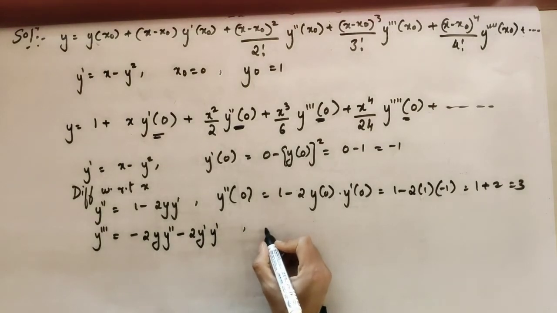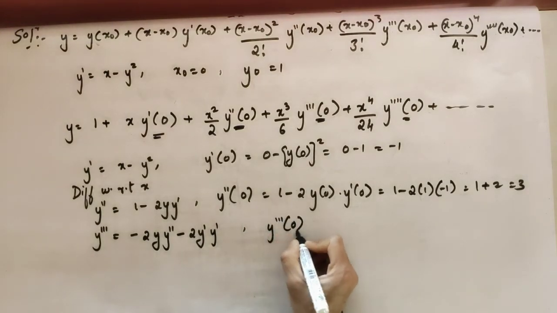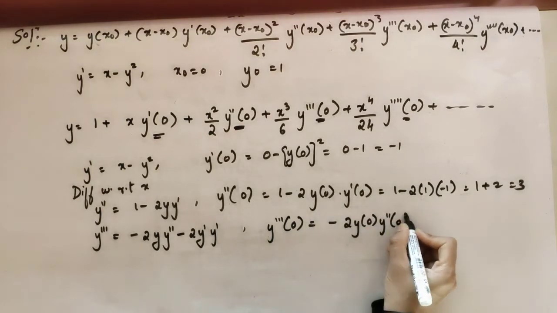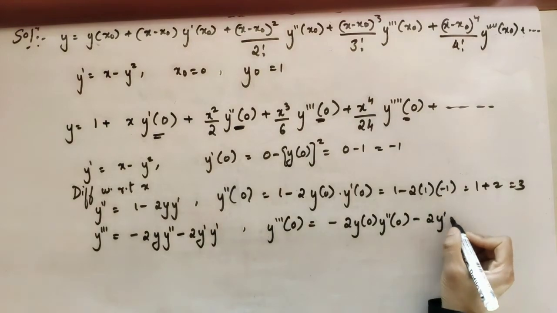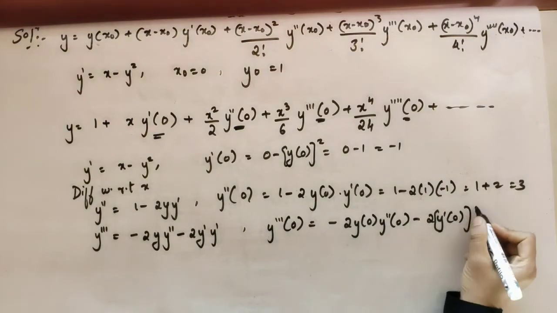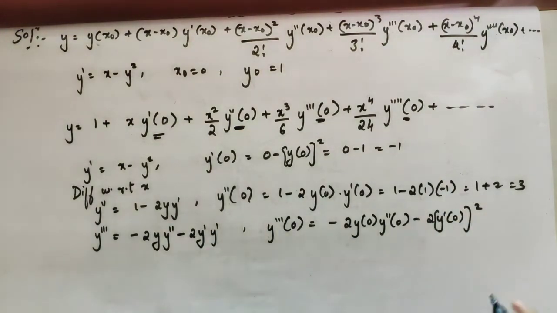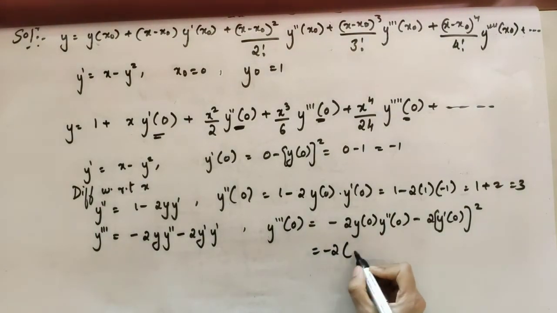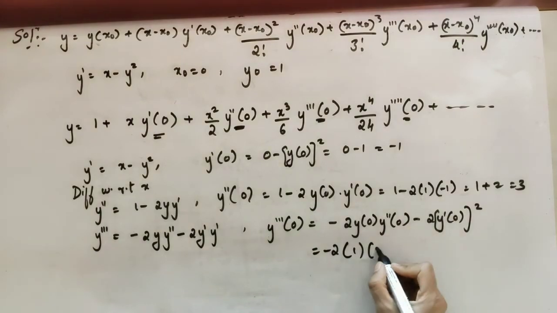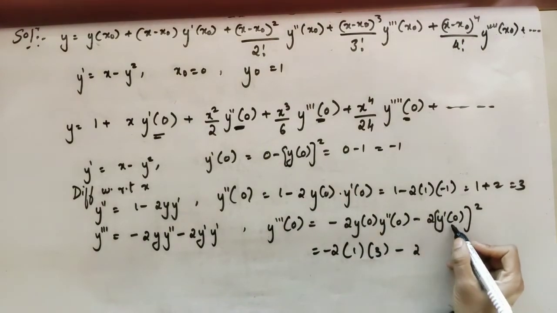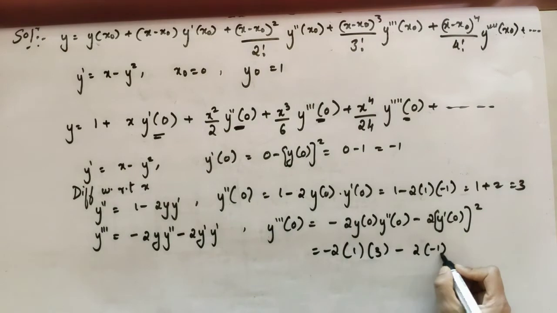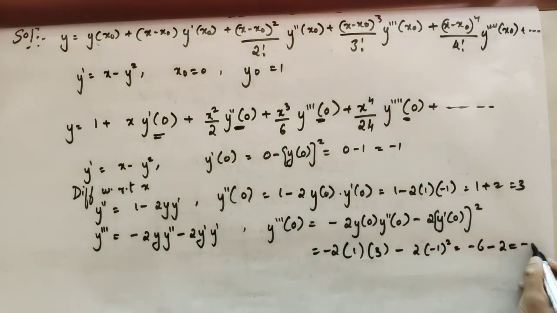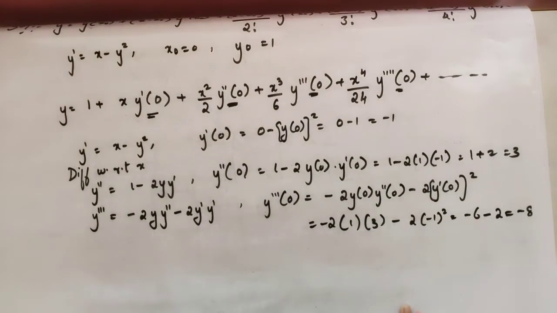So y triple dash of 0 is equal to minus 2 times y of 0 into y double dash of 0, minus 2 times y dash of 0 whole square, I can write, because it is y dash into y dash, square. Now let us substitute. It is minus 2 times y of 0, which is 1, y double dash of 0 is 3, minus 2 times y dash of 0, which is minus 1 square, you will get actually. So it is minus 6 minus 2, which is minus 8. Minus 8 should be the value.